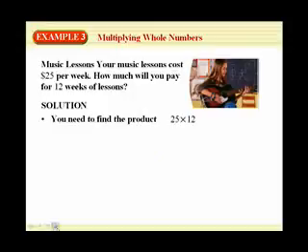So let's check out example number 3. It talks about multiplying whole numbers. So you're going to take music lessons. Your music lessons cost $25 per week. How much will you pay for 12 weeks of lessons? So every week is $25. There are all sorts of ways to do this. One way is to just take 25 times 12, because you're going to do it 12 times, $25 each time. 25 times 12.